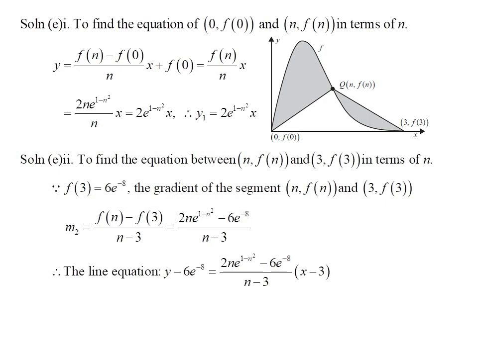After being simplified, the line equation becomes y equals (2n times e to the result of (1 minus n squared) minus 6 times e to the negative 8), all over (n minus 3), then times (x minus 3), all in parentheses, then plus 6e to the negative 8.